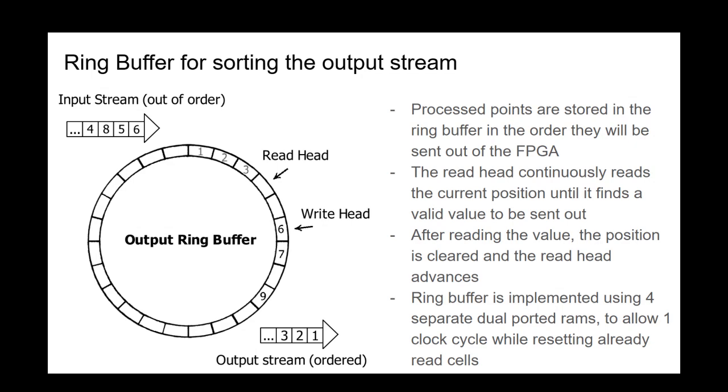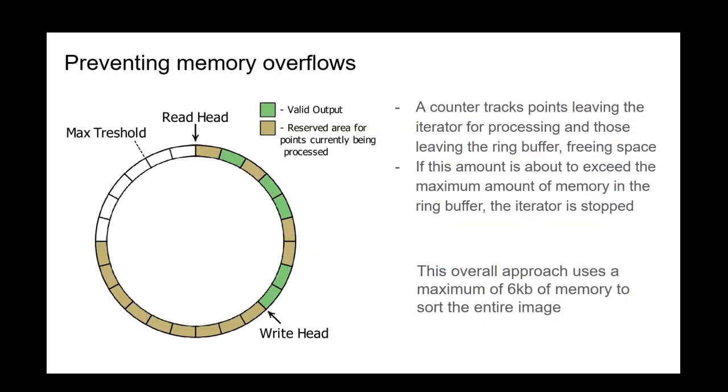Since the amount of time each point takes to process varies significantly, the output stream will be out of order and will need to be sorted. This is done with a small ring buffer where each point is stored relative to where it would be placed in the output data stream, using the lowest 10 bits to place it in the buffer. The output section continuously reads the current memory position it's at until it detects a non-zero value and then sends that value to the output stream.